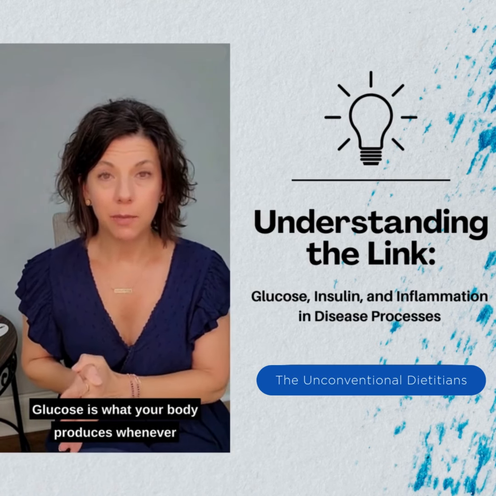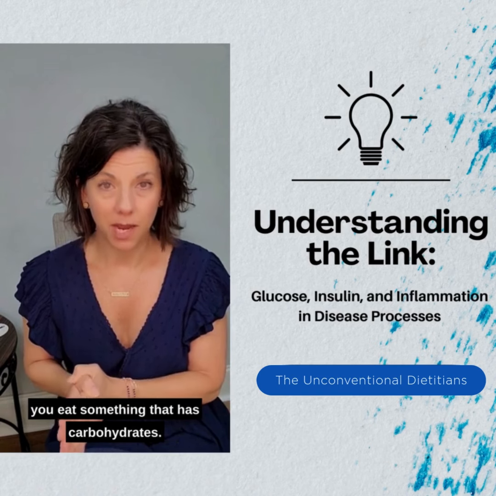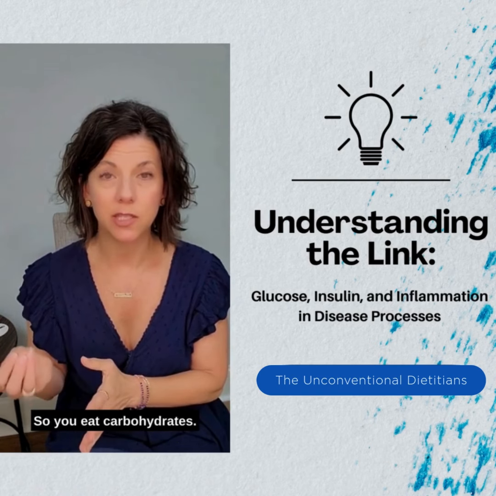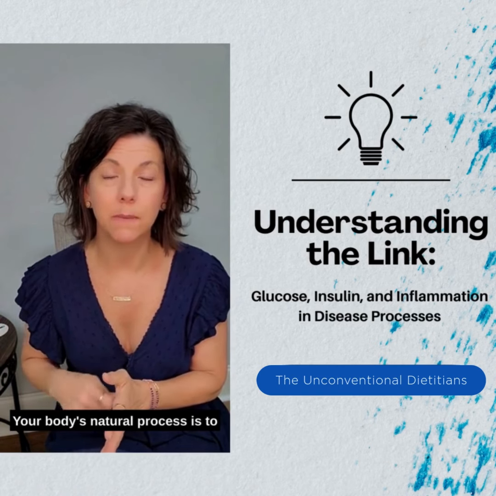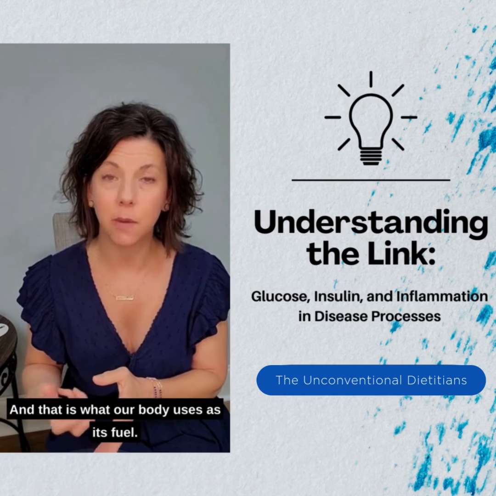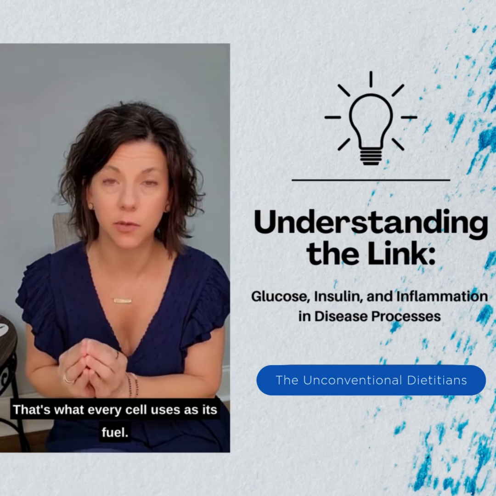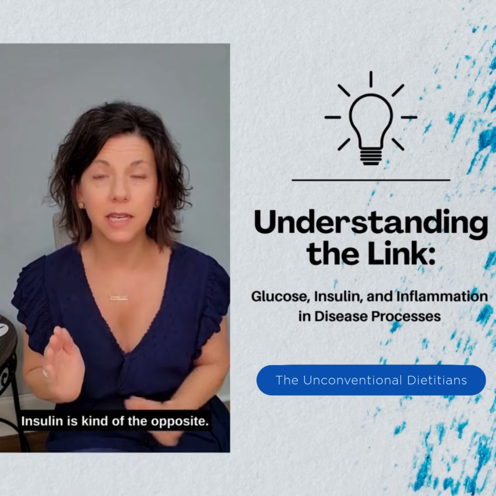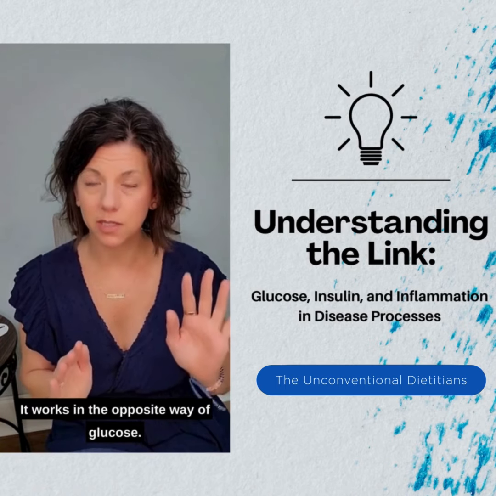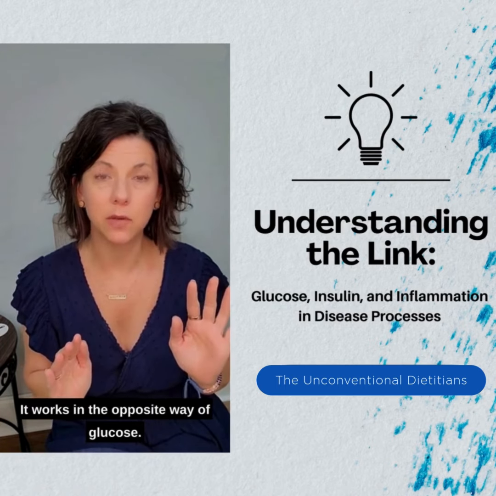Glucose is what your body produces whenever you eat something that has carbohydrates. So you eat carbohydrates, your body's natural process is to make glucose out of that, and that is what our body uses as its fuel. That's what every cell uses as its fuel. Insulin is kind of the opposite. It works in the opposite way of glucose.